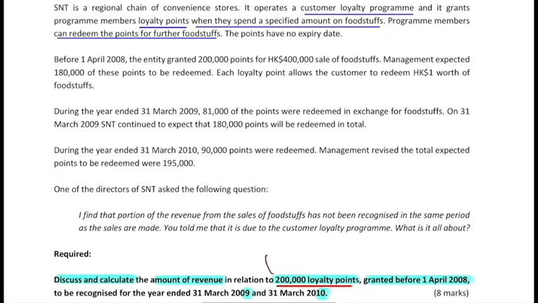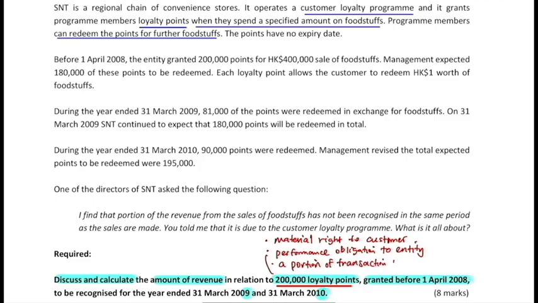The answer is, it's a material right to the customer. Without entering the contract, the customer does not earn the points. The points allow the customer to redeem for goods and services at a price which other customers would not be entitled to. This represents a material right to the customer. It represents a performance obligation to the entity. If that's the case, a portion of the transaction price should be allocated to this loyalty point.